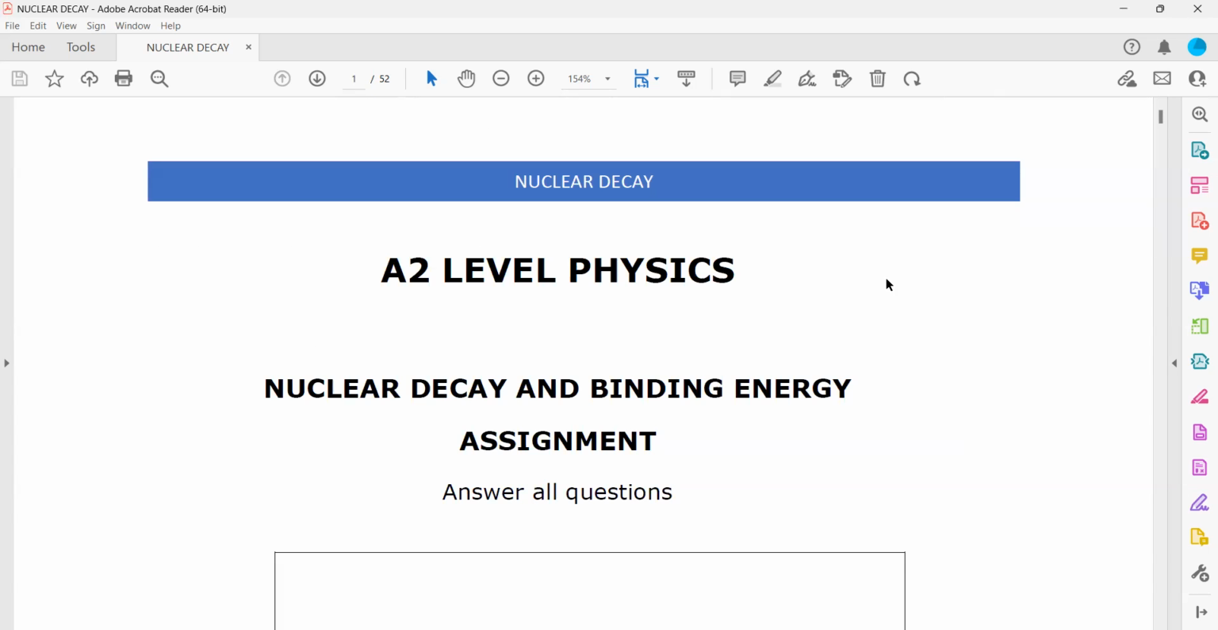So this was the exercise related to nuclear decays and binding. In the next session, I will do more questions and we will do another topic. The last we did was simple harmonic motion. After simple harmonic motion, the last topic is astrophysics and cosmology. That will start next week.